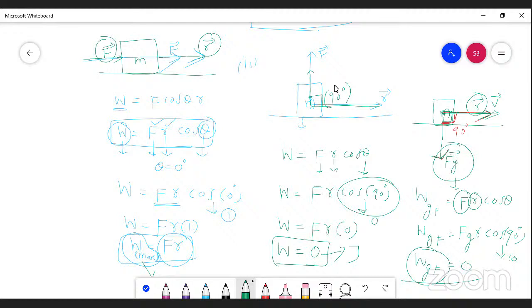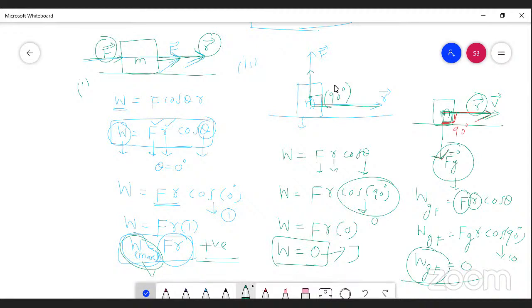See, in the first case, if the body displaces along the direction of application of force, the work done by the force is maximum. But is that work done by the force positive or negative? Positive, because the work done by a force is maximum, equal to F r. That is a positive value. Okay. Next, the third case.